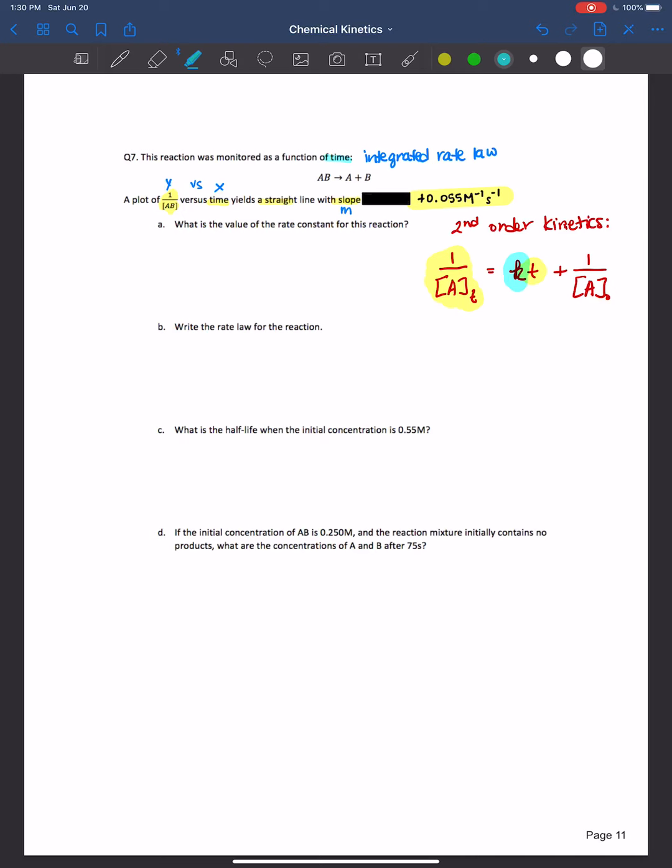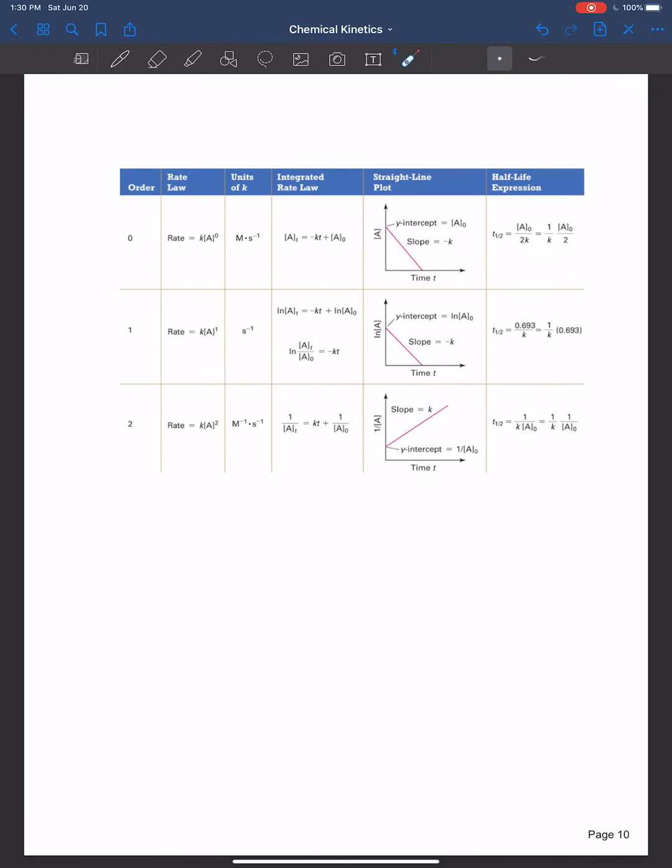In addition, something to also look out for as a clue are the units. So if we know that the slope is k and we see the units are inverse molarity, inverse seconds, if you look back at the chart here, you will also notice that the units for k for second order kinetics are inverse molarity, inverse seconds. That's not true for first order and zero order kinetics. So as you read through any of these word problems, especially with kinetics, pick up on all of these clues to help you solve the problems faster.